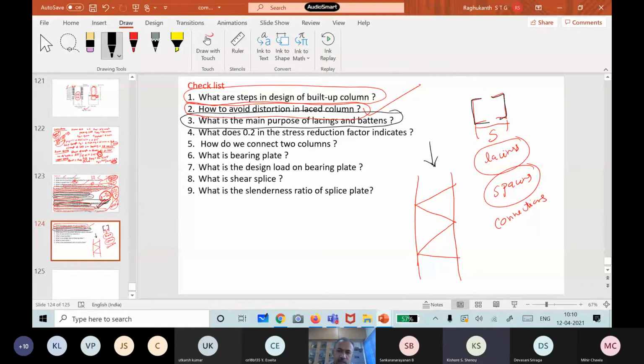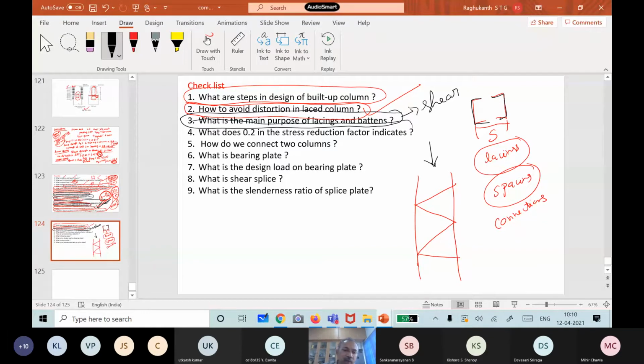They connect these two sections. The main purpose of that is to keep the two sections together. Excellent, together. So that's why we don't do the design for the load. The design of lacings and battens is only for shear. The transverse shear of 2.5% and other things we have said.